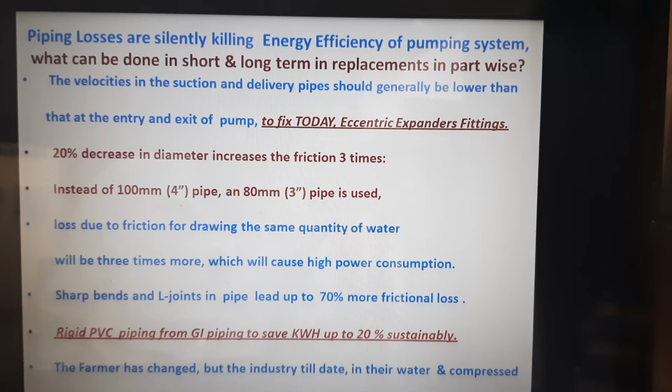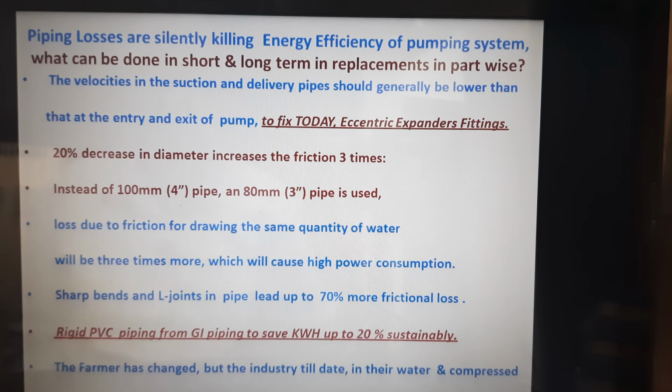Changing the MOC of the piping material definitely improves energy, giving sustainable energy savings of up to 20%. And the pharma industry has already changed all these GI and MS pipes to rigid PVC pipes. The industry needs to change this in all their water lines, and all the compressed air piping also, going for aluminum or SS piping depending on the industry type and demand.